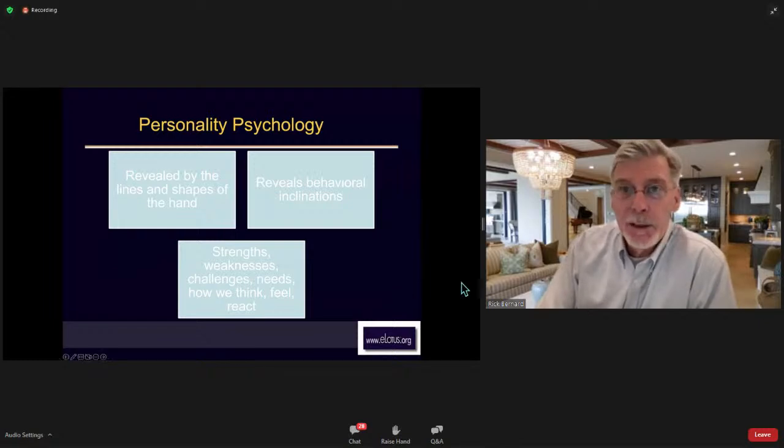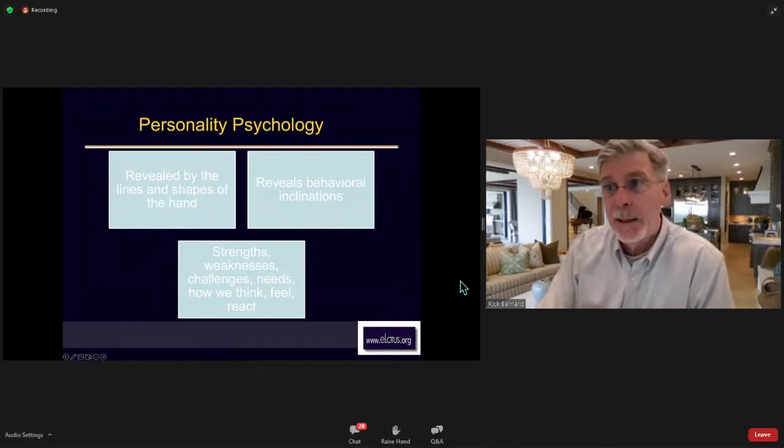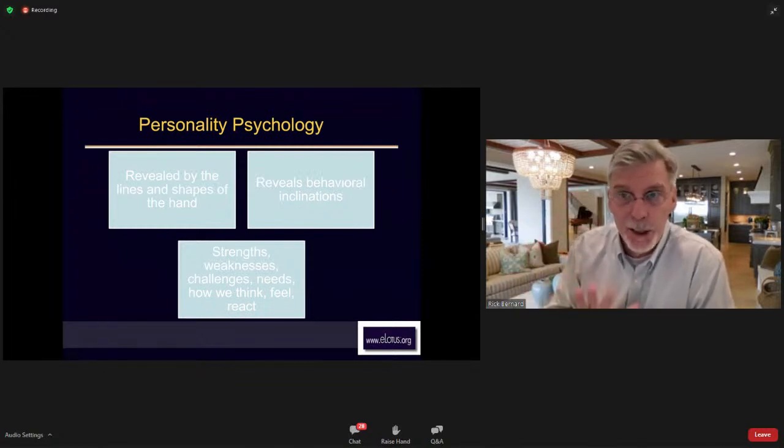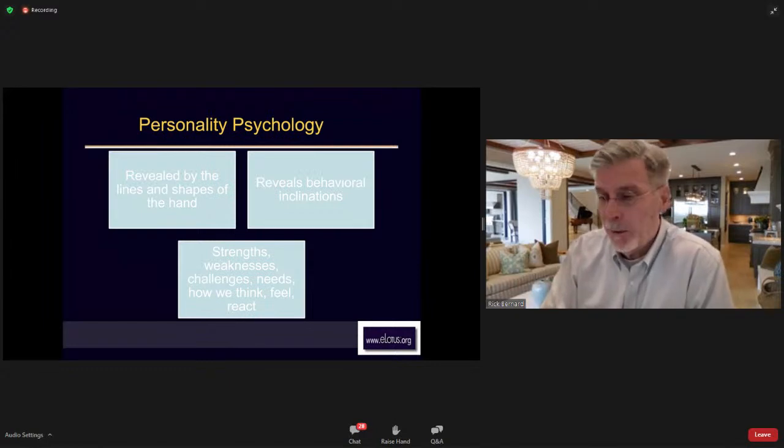So again, we've been spending most of our time with personality psychology, which is revealed by the lines and the shapes in our hand. That's all dynamic. That can all change. As our thought process changes, lines can change direction. They can get breaks in them. You can create new lines. Lines that were there can actually start to disappear as we start to clear up issues in our life. But it gives us really an overall feel of a person's personality, their strengths, weaknesses, challenges, what their need system is, what their needs are in life, how we think, feel, and react.